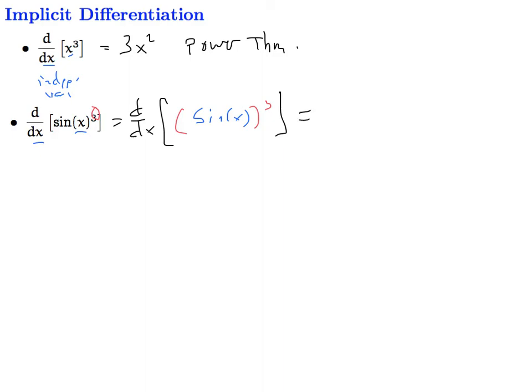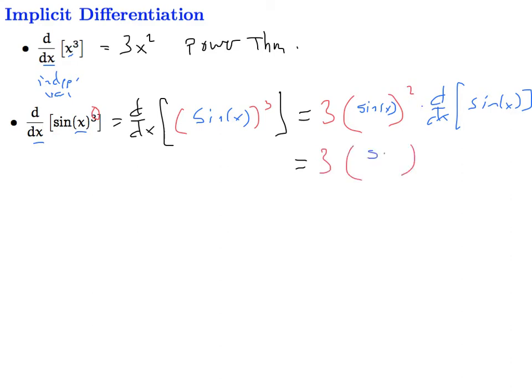So this is going to be equal to, well, we take the derivative of the outside function, leaving the inside function alone for a while, and then we multiply by the derivative of that inside function. So when we get this all cleaned up, we're just going to have 3, leave sine alone on the inside, and we'll multiply by its derivative, which is cosine of x.